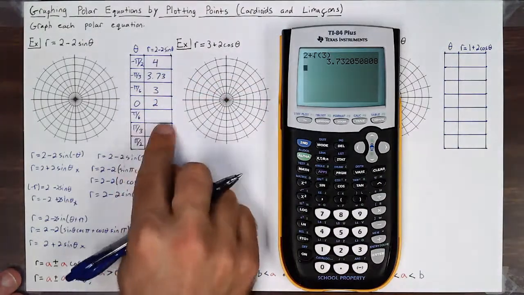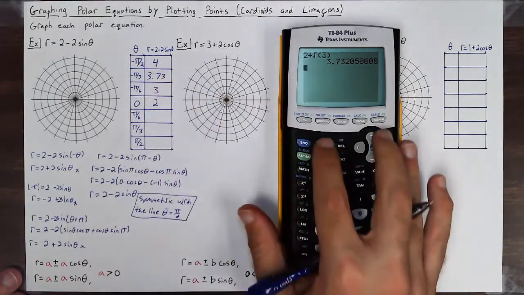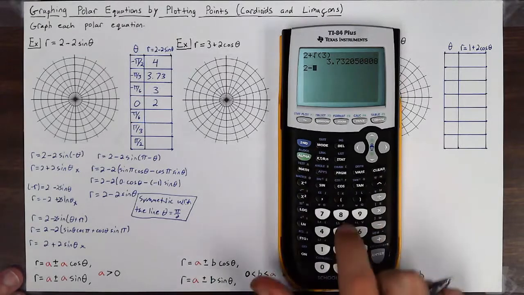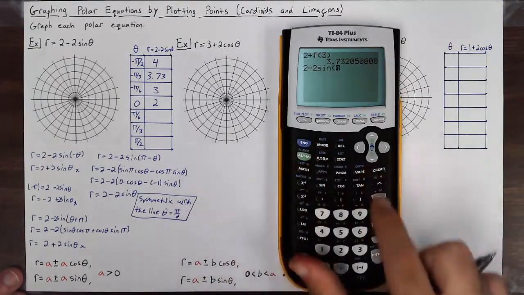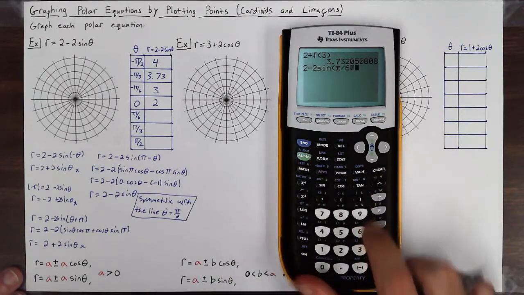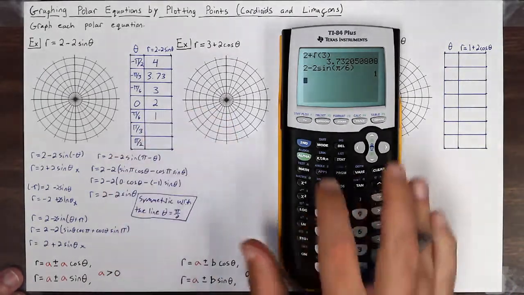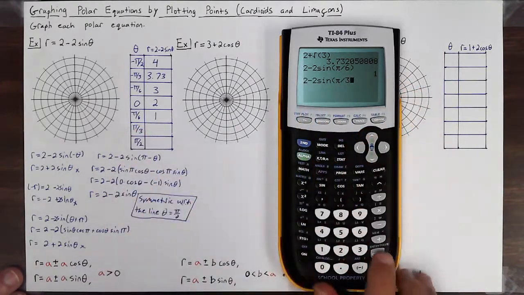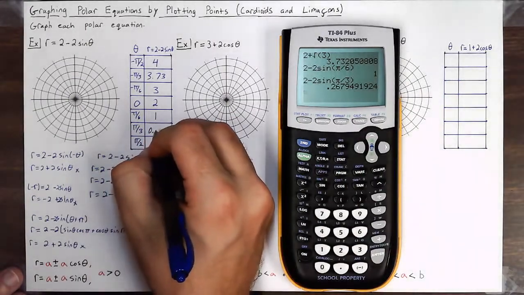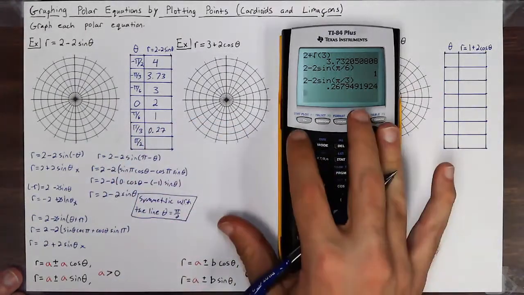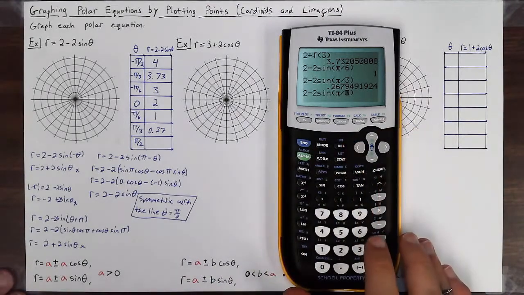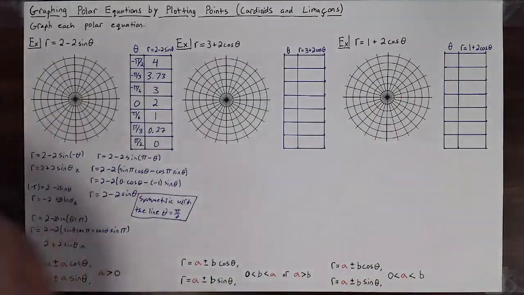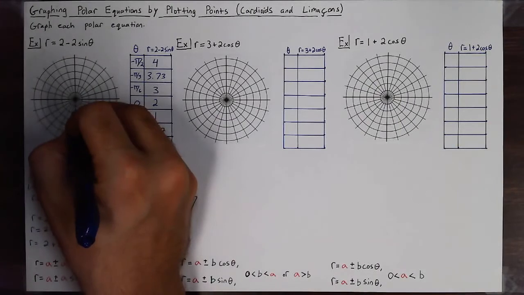And again, I can also find these same values just by plugging them into the calculator, keeping my calculator in radian mode as I do so. I can do 2 minus 2 times sine of pi over 6, which is 1. 2 minus 2 times sine of pi over 3, which would be 0.27. And then 2 minus 2 times sine of pi over 2, which would be 0. And then I will plot all of those points. So negative pi over 2, 4. So 1, 2, 3, 4.